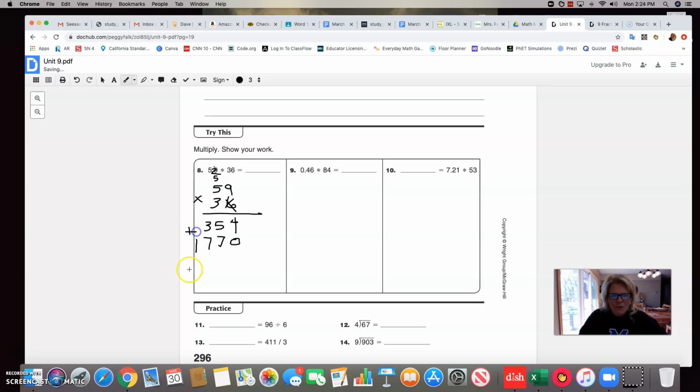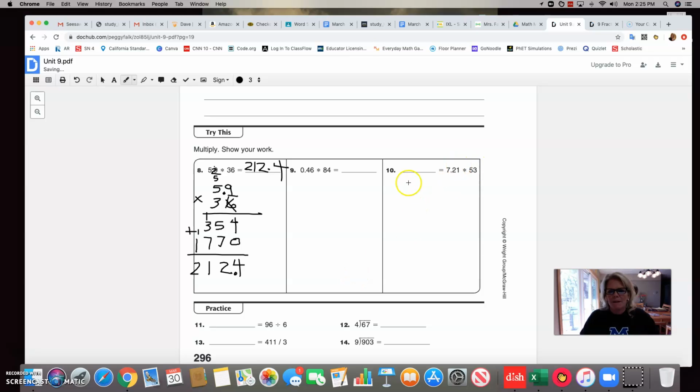Now I'm going to add these two together. Let's see, 11, carry the 1, and 2. Okay, so I've done the multiplying, but now this is really 5.9. So I have one digit behind, or to the right of, the decimal, so I need one digit to the right of my decimal in my answer. So the answer is 212.4.